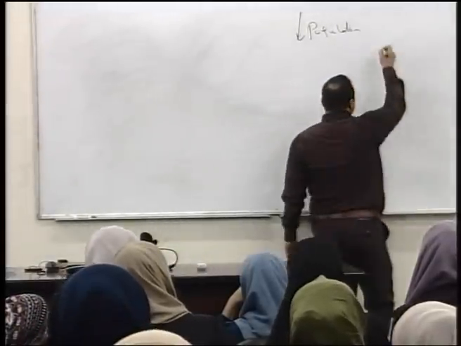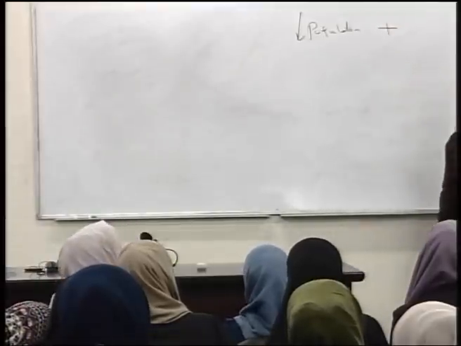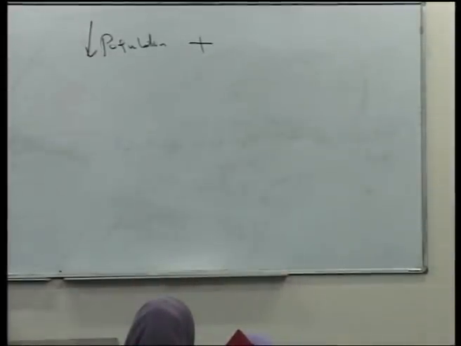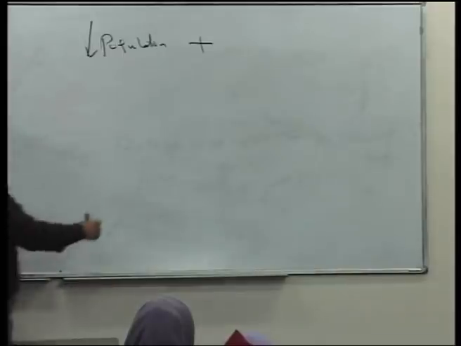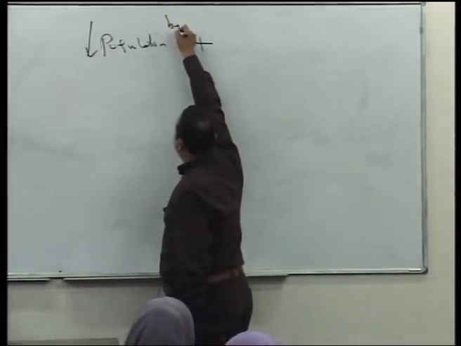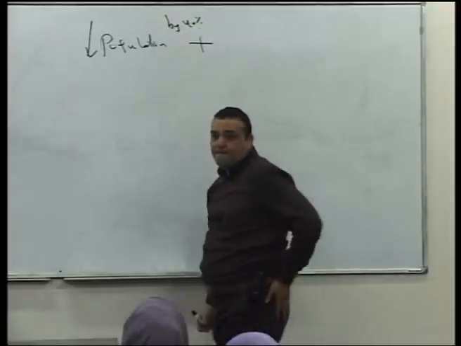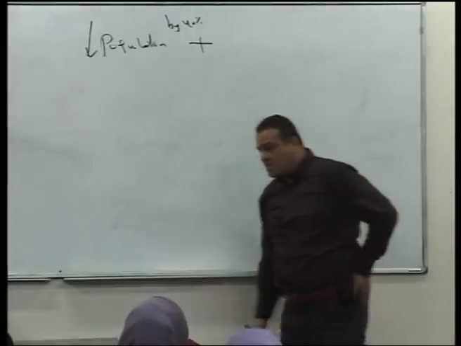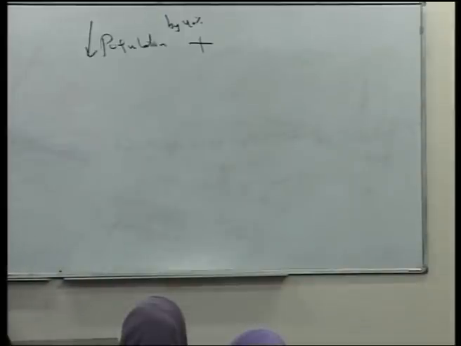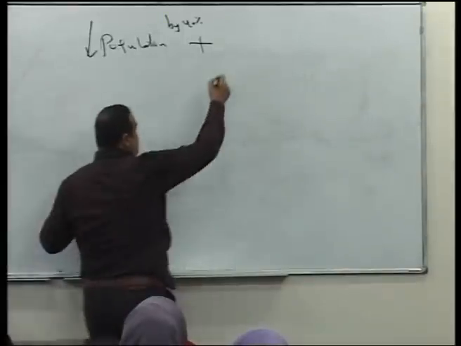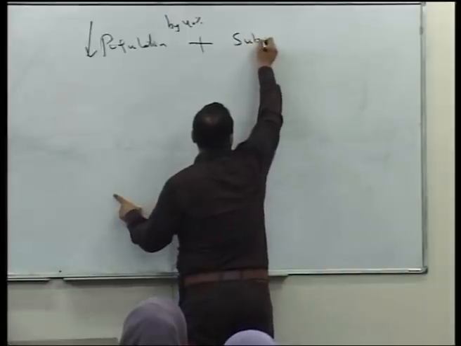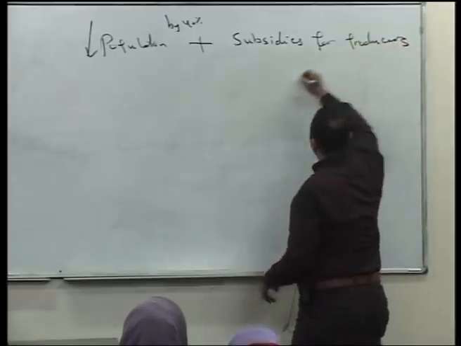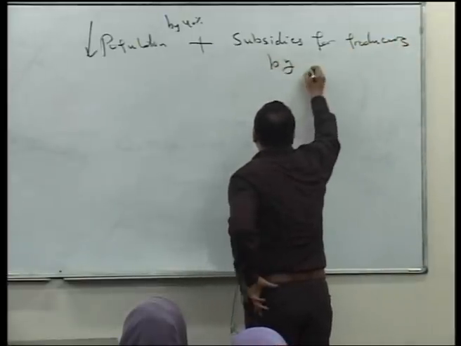And at the same time, the government increased subsidies, or the population declined by 40%. At the same time, the government decided to subsidize the producers. Here we have subsidies for the producers by 20%.